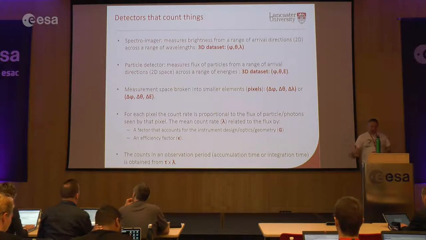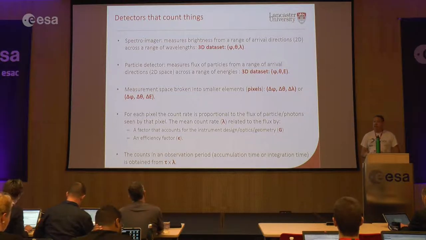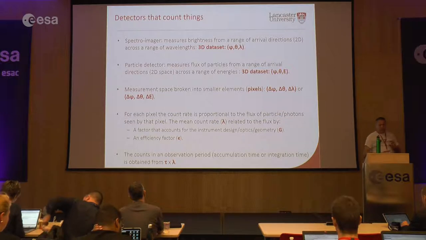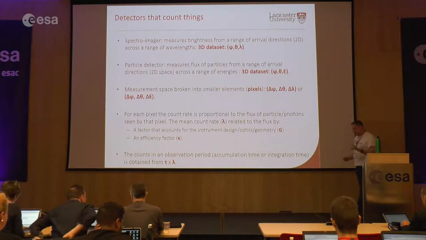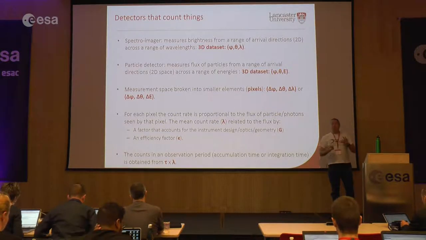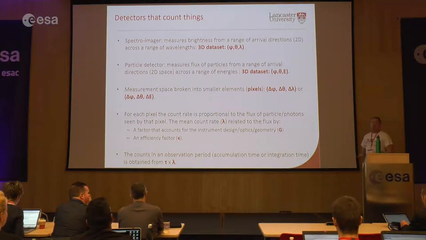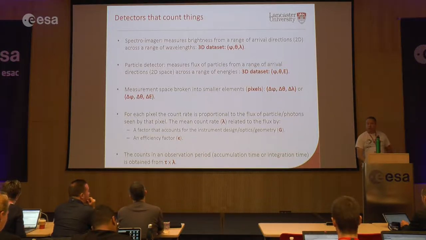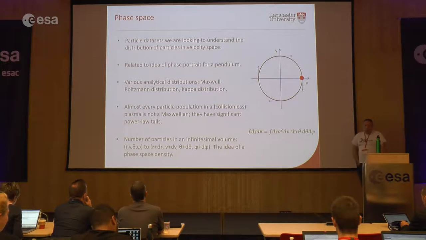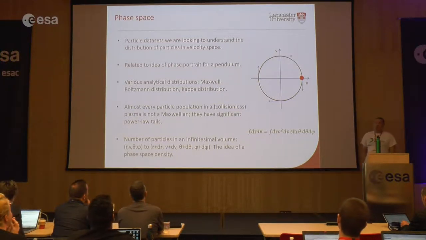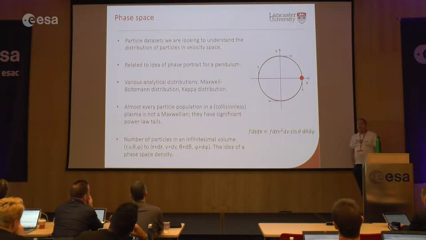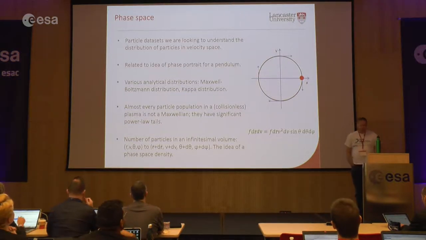So this is sort of setting the scene. Now, in particular, to think about the particle data sets that we are looking at, what we are ultimately trying to measure is the phase-space distribution of the particle positions and velocities, or positions and momenta, depending on what space you want to think in. So we want to understand the distribution of particles in velocity space. We want to know what directions the particles are going in.